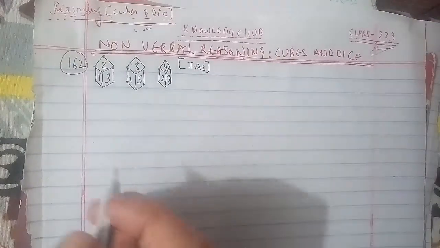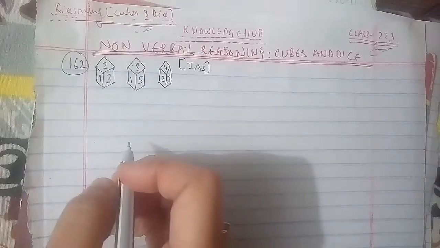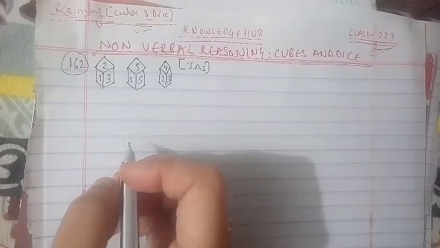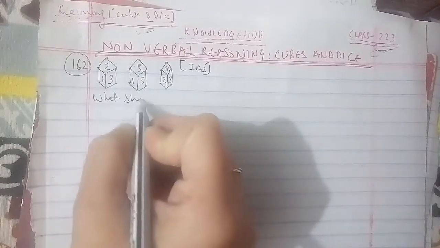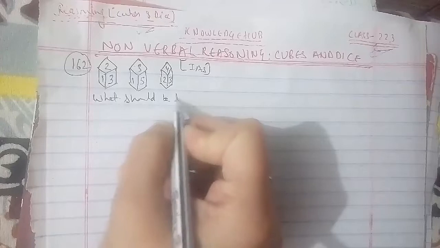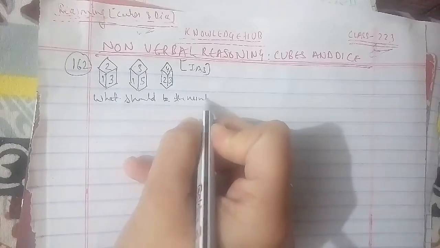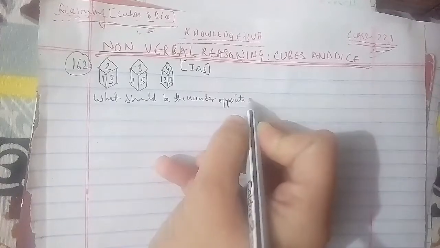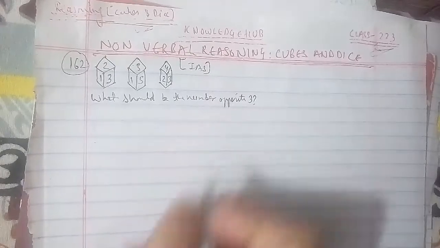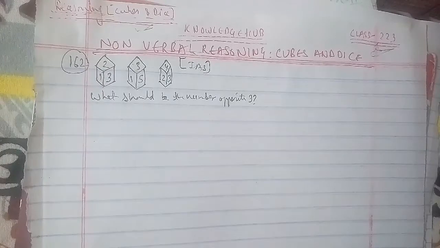What should be the number opposite 3? The options for the same are 1, 5, 6 and 4. So we'll go ahead with that, and it is an important one as well.